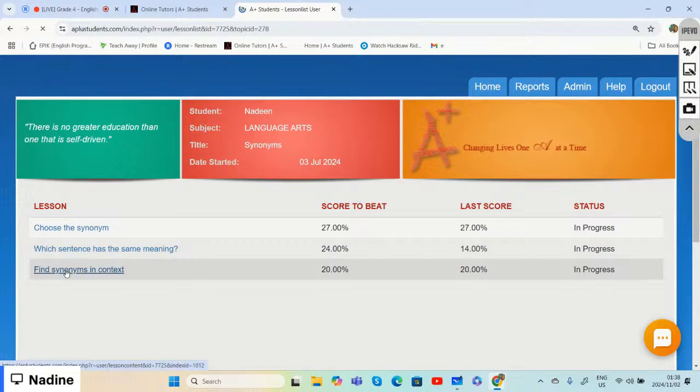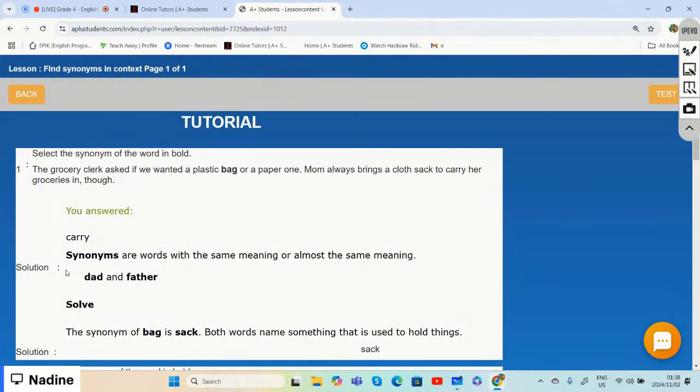All right, so now we're going to find synonyms in context. And once again, just to refresh, we said synonyms are words with the same meaning, or words with almost the same meaning. So now we're going to select synonyms of the word in bold, within context.